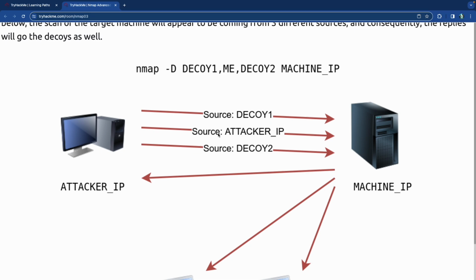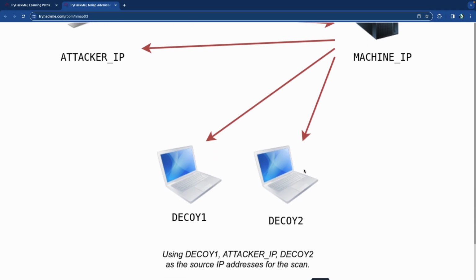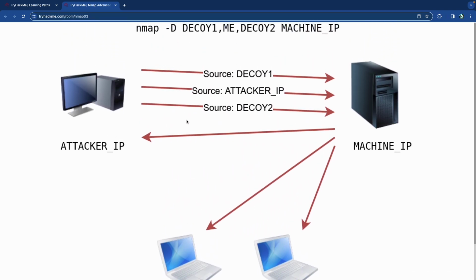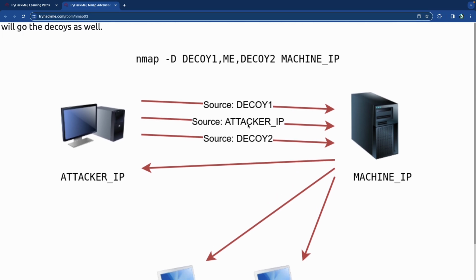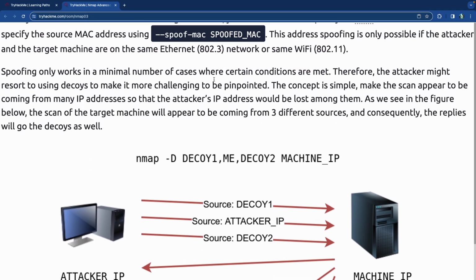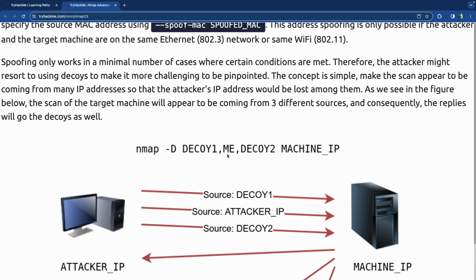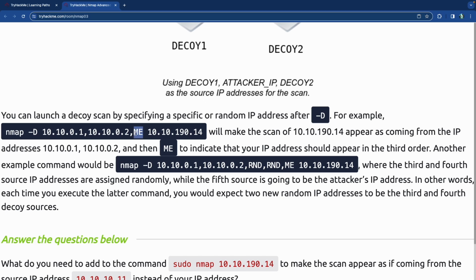So, you know, source decoy 1, attacker IP, decoy 2, and then the machine is going to try to send it back to the decoys as well as the attacker IP, and so it becomes a little bit hard to detect. Now, instead of just having 2 decoys, you could technically have 10, 100, depending on what your situation is like, right? So nmap -D decoy1,ME,decoy2. I don't think you're supposed to actually say ME, but I think you put your own IP in the middle, or maybe you do say ME. Let's see if they do say that. You do say that. You actually do say ME.